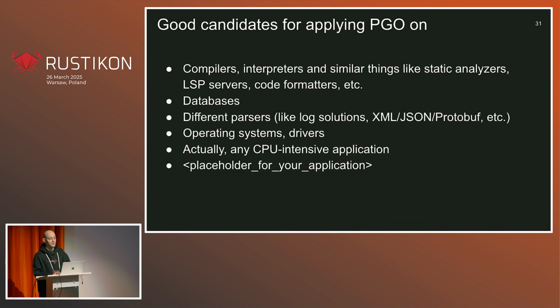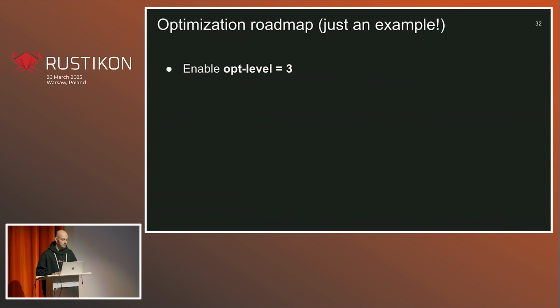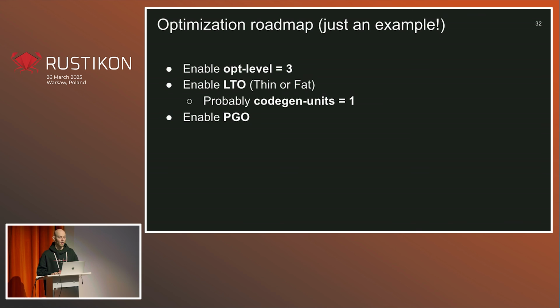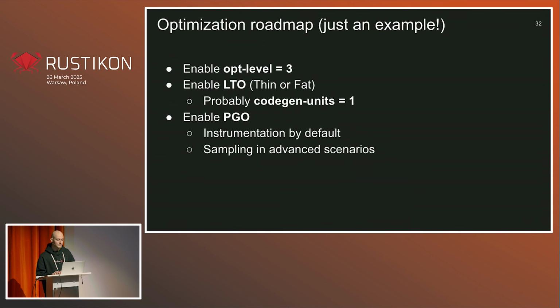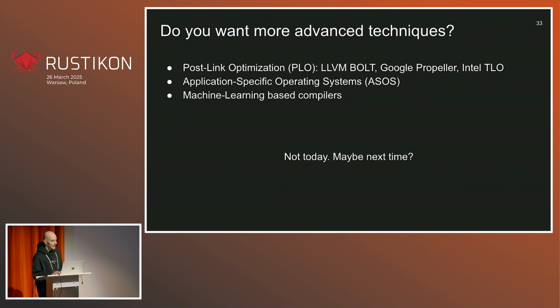Good candidates for applying PGO are actually any large applications: compilers, databases, different parsers, operating systems, and so on. I have benchmarks for all of that. And the optimization roadmap: please use opt-level 3. Before PGO, please enable LTO, because it will be much easier to do. Only after that, enable PGO. Use instrumentation by default, because it will be easier in most cases. Use sampling for some cases, if you know what you do. Then more advanced things like LLVM BOLT, application-specific operating system tuning, and so on. Maybe machine learning stuff for compilers; LLVM has support for that too.